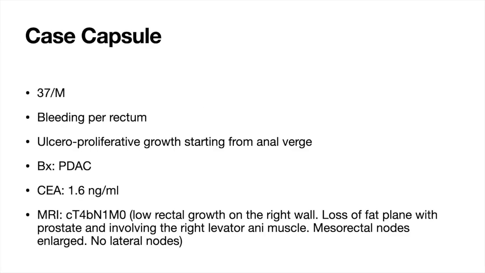Our patient is a 37-year-old gentleman who presented to us with bleeding per rectum. On examination, he had an ulceroproliferative growth in the lower rectum, biopsy of which was poorly differentiated adenocarcinoma. He was diagnosed with T4bN1 non-metastatic low rectal growth with loss of fat plane with the prostate and involving the right levator ani muscle.